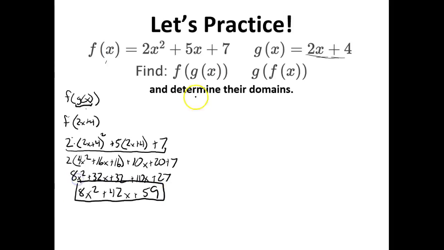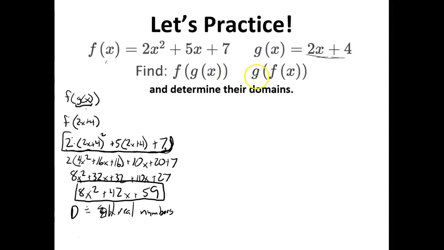Now for their domain, so when we look at the domain here, we would want to look at the domain and figure it out from right after we put them together. So right after we put them together, do you see any sort of restrictions, any fractions with x in the bottom, or any square roots? No. So then the domain is just the set of all x's. Well, it's just the set of all real numbers is what it is, because there's no restrictions.